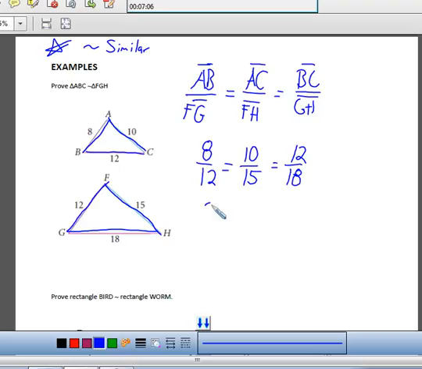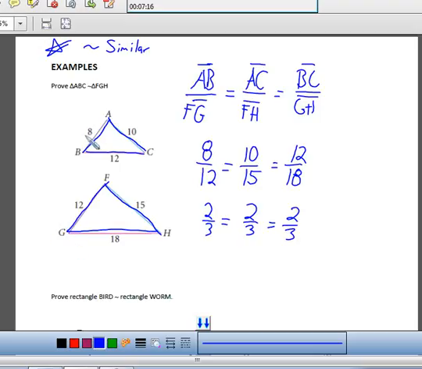And the best way to do that is to simplify all these. Obviously, if you're using a calculator, you can get the decimal equivalent. But if I simplify these fractions, I get they are all 2/3, which conveniently is very similar to our scale factor. Alright, so there is a magic number that I can multiply any of these sides by to get the corresponding side.